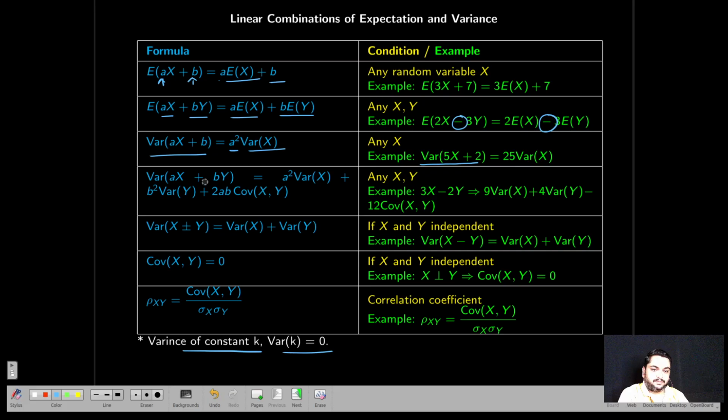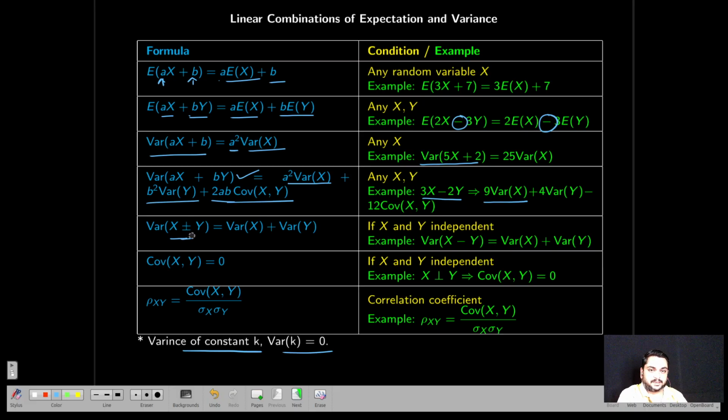Similarly, variance of ax plus by will be equal to a square variance of x plus b square variance of y plus 2ab into covariance of x, y. If you find it in this way, for example, variance of 3x minus 2y is equal to 3 square variance of x plus 2 square variance of y minus 12 covariance of x comma y. Then this is very important.